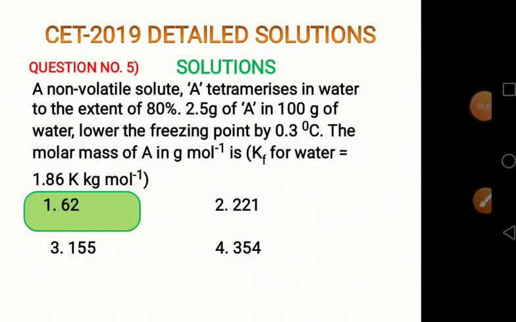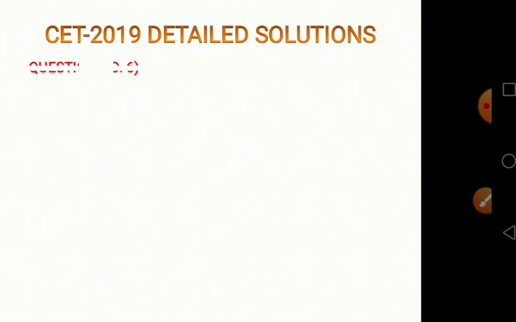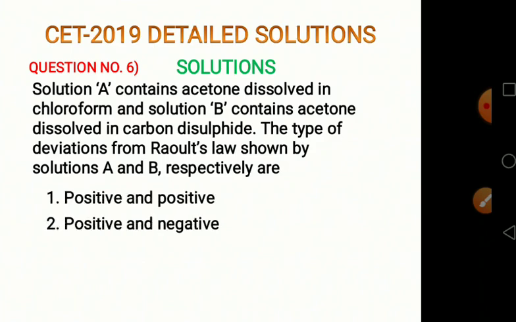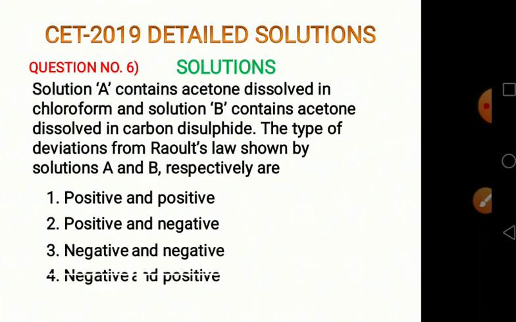Yes, let us see the 6th question. Solution A contains acetone dissolved in chloroform and solution B contains acetone dissolved in carbon disulfide. The types of deviations from Raoult's law shown by solution A and solution B respectively are: first option positive and positive, positive and negative, negative and negative, and the fourth option negative and positive.